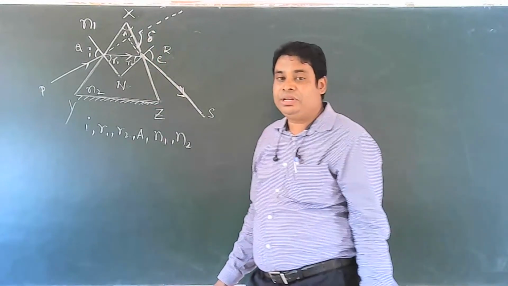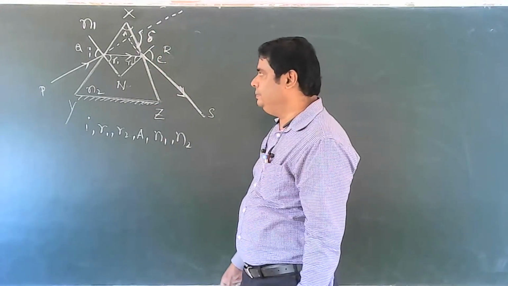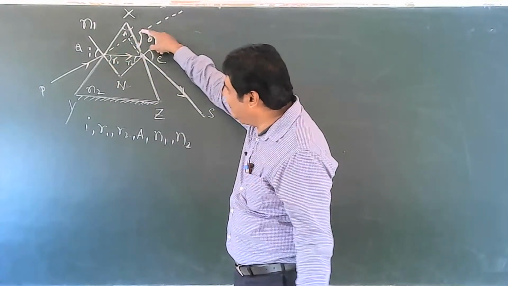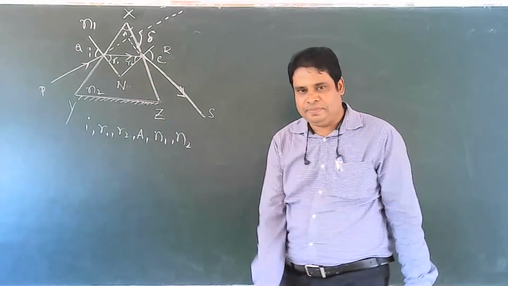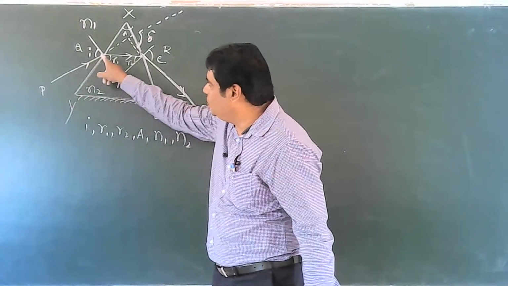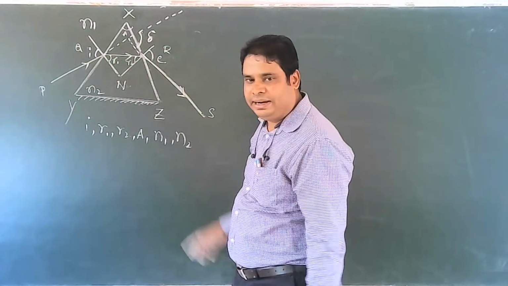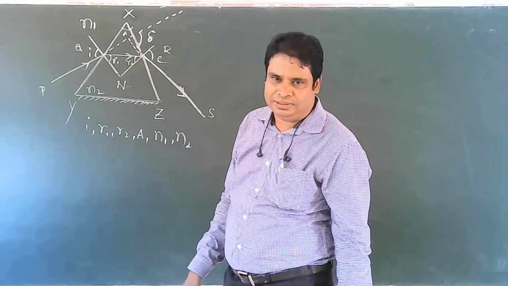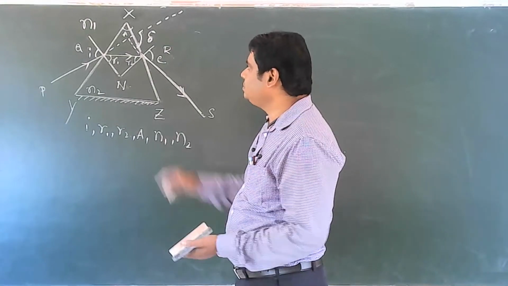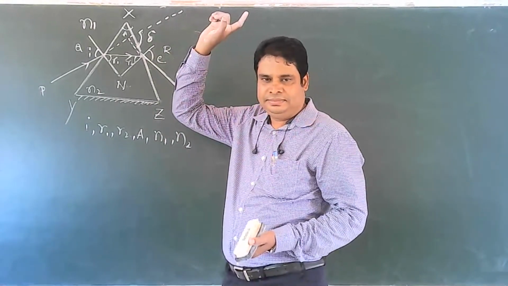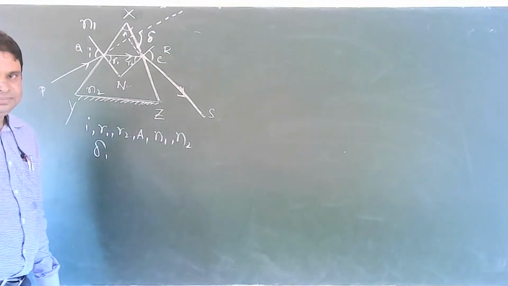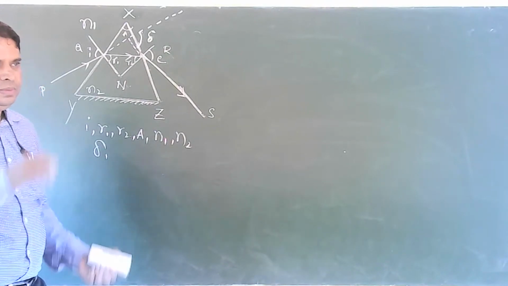How do we define deviation now? Deviation is defined as the angle between the incident ray, PQ, extended and the refracted ray. Of course, we have to go back to get deviation. Okay, this is delta. Let me write delta also. We have mentioned one more thing, delta, correct?